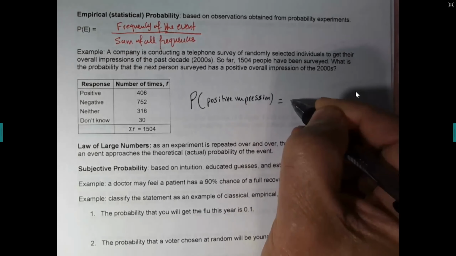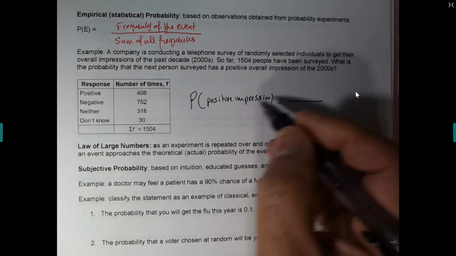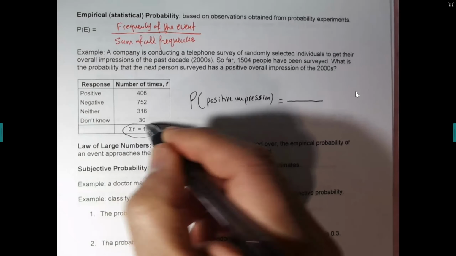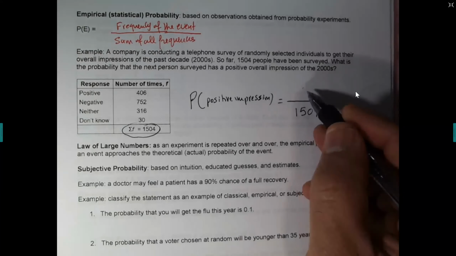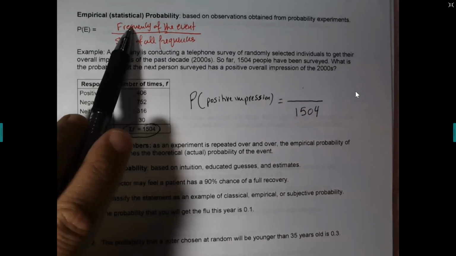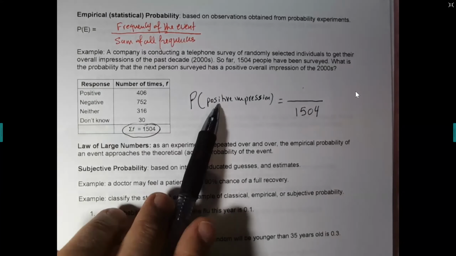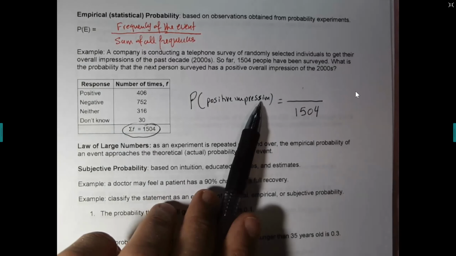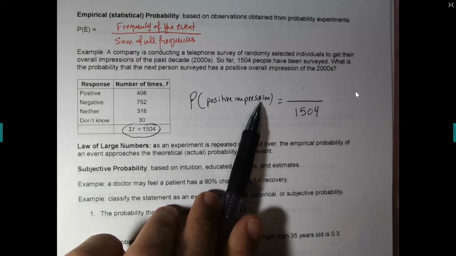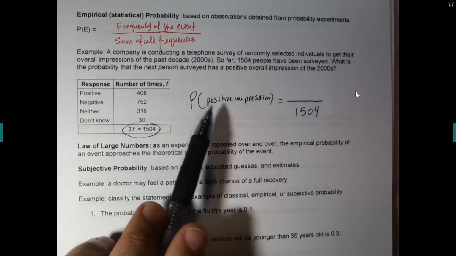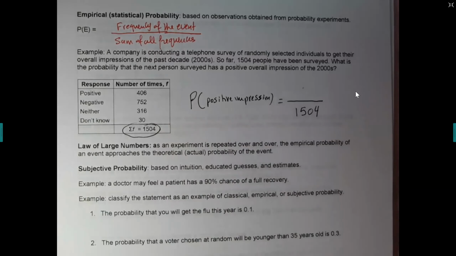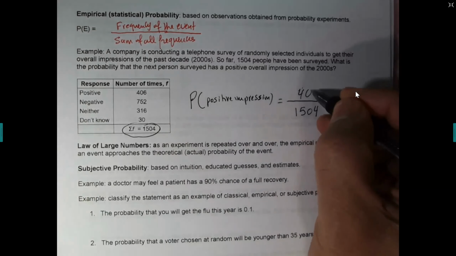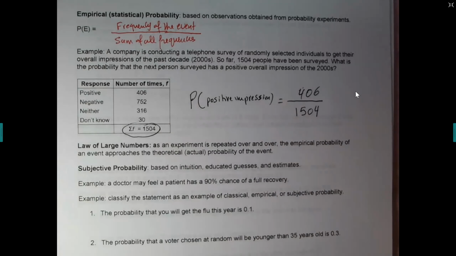According to this definition, it says, first of all, give me the total, which is 1504. What do you think should go in the numerator? It says the frequency of the event. And what's my event here? Positive impression. How many people said that they have a positive impression here? 406. And that would be your answer, guys.